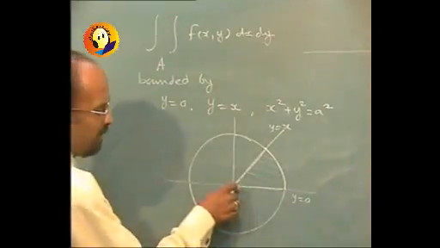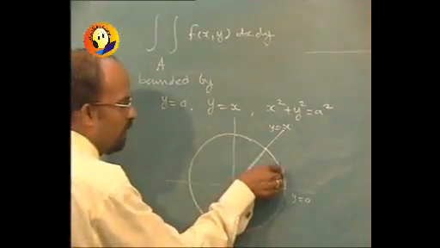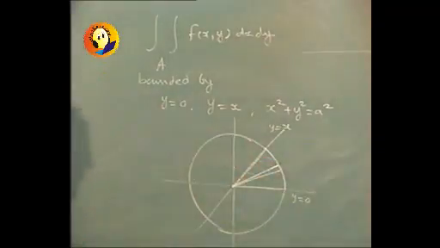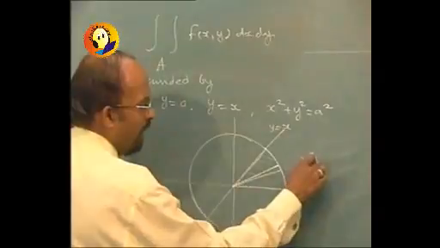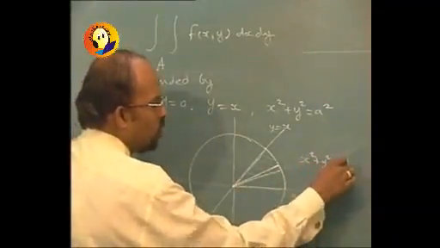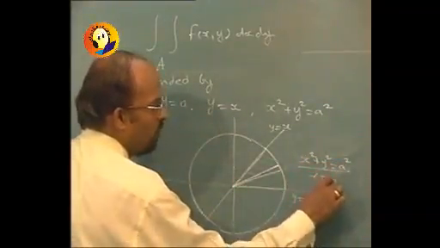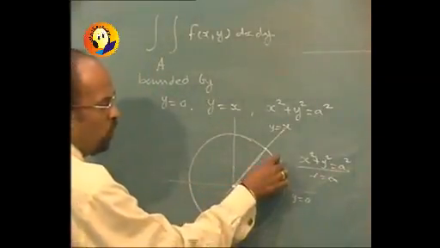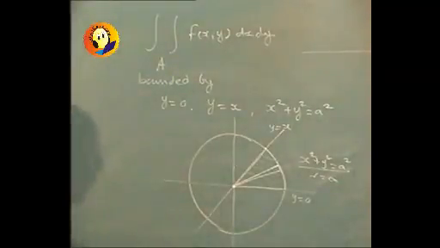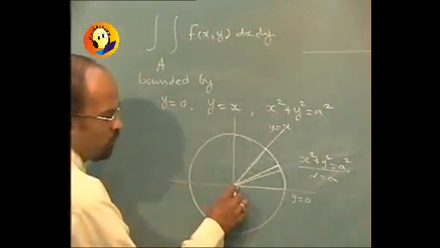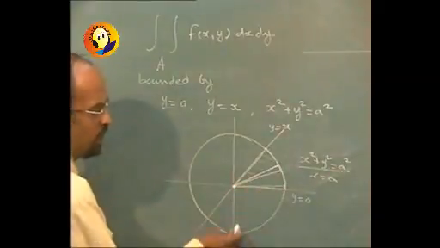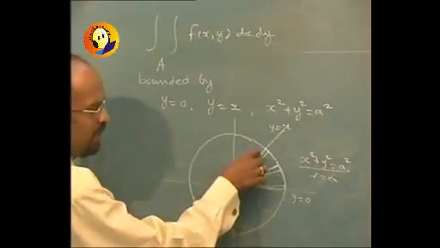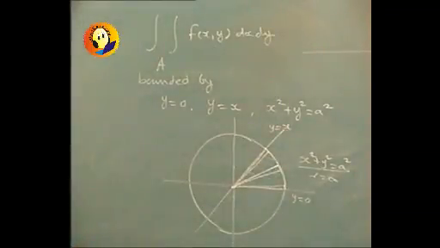Now this particular area can be converted to the polar strip, and then we can represent the circle x square plus y square equal to a square in the polar form as r equal to a. So on this strip r will vary from 0 to r equal to a, and then such strips, the lowermost strip will be over here at theta equal to 0, and the last radial strip will be over here, that is at theta equal to 45 degrees, that is pi by 4.